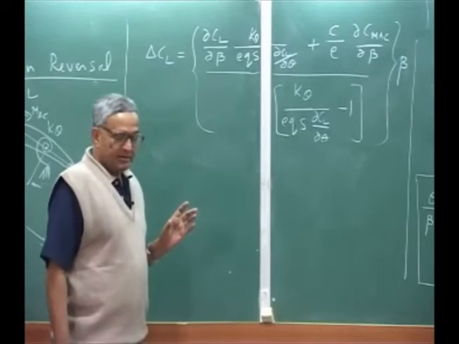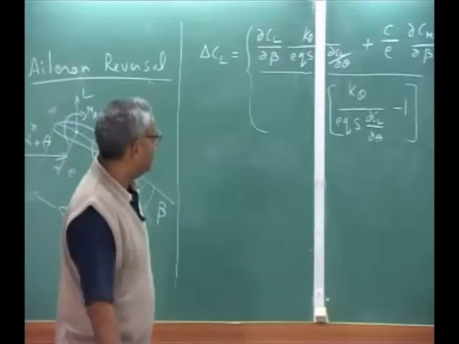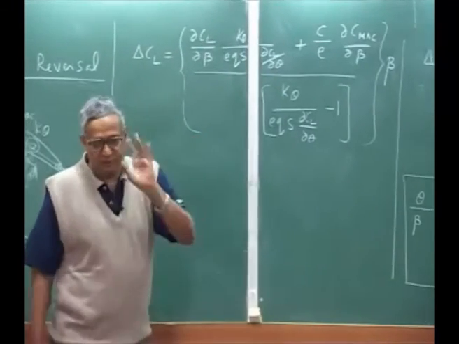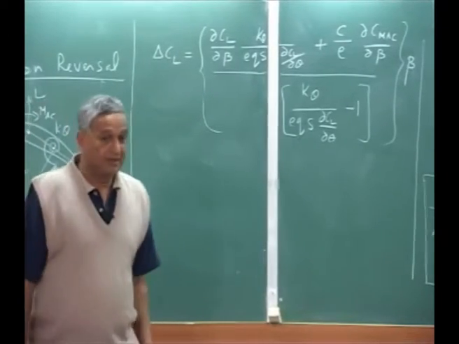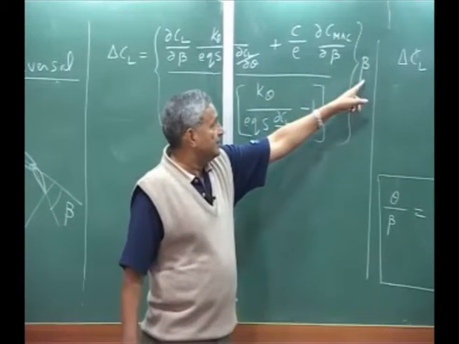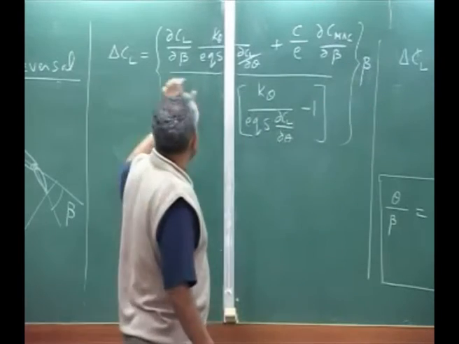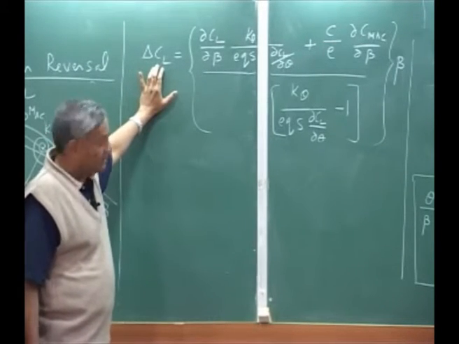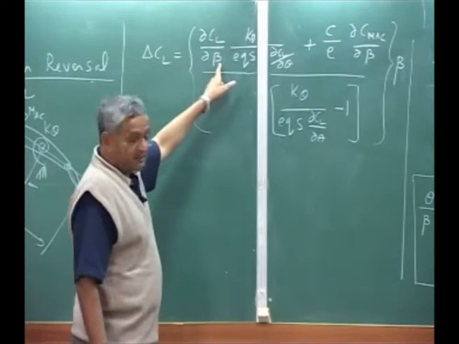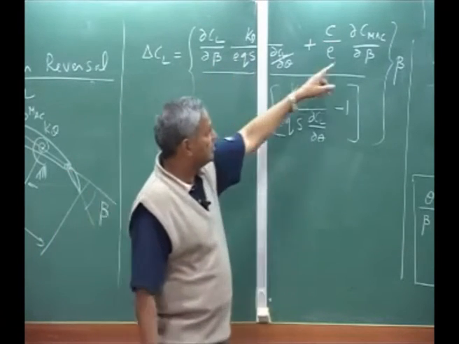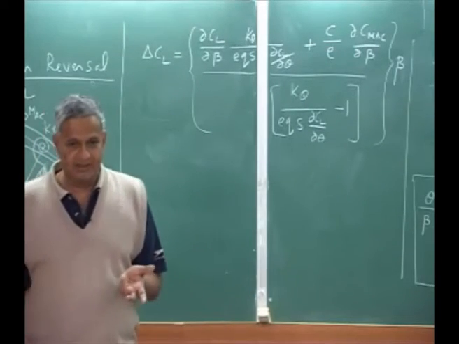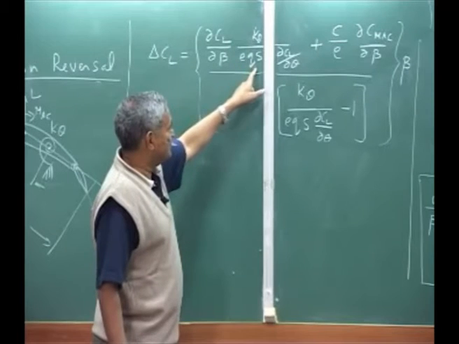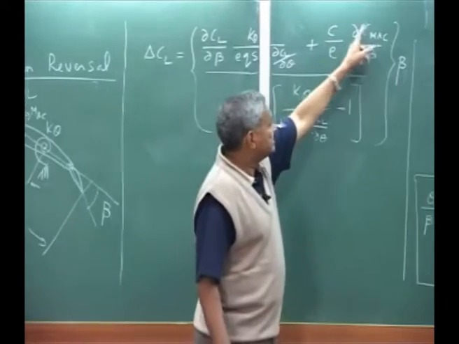Now, what we look at is, suppose the numerator is 0, then what happens? If the numerator is 0, whatever I change beta, it is not going to change my lift CL. But is it possible? That is the first question you will ask. You know that delta CL by delta beta is positive, K theta is your stiffness, this is positive, E is positive, Q is positive, S is positive, but the moment coefficient is a negative quantity.